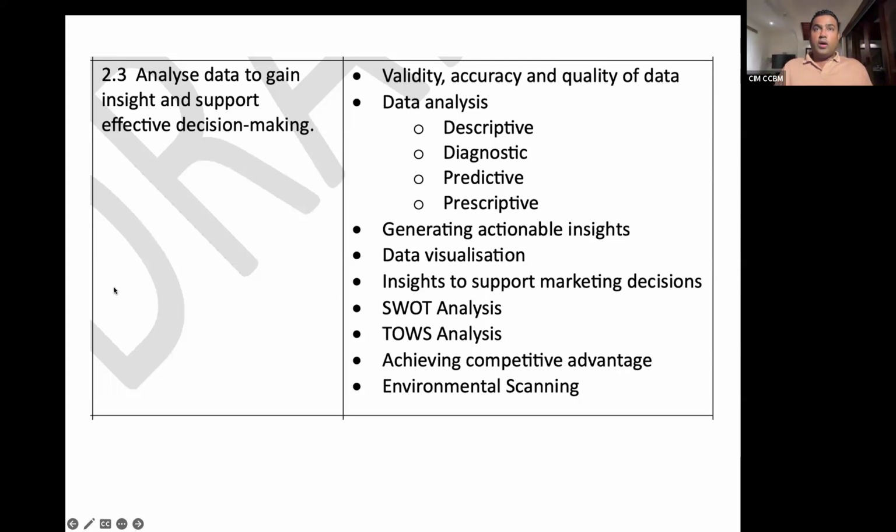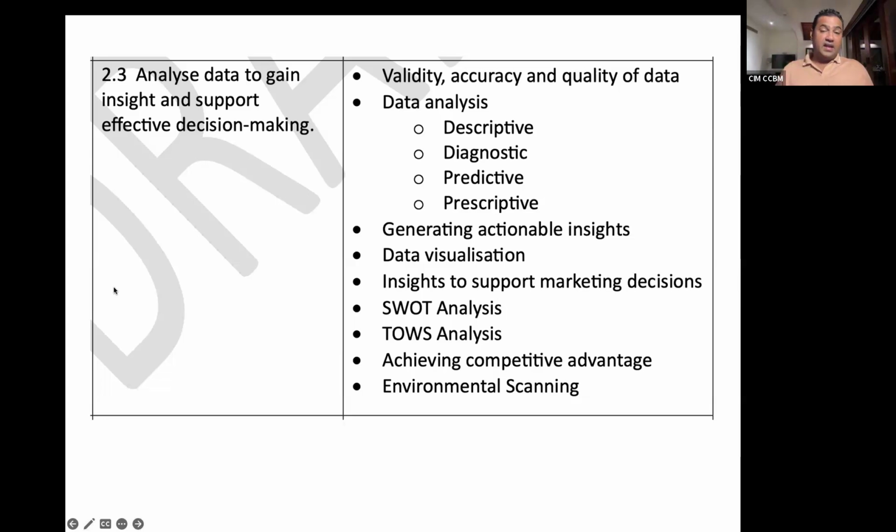How do you present data? We call that data visualization, using software, charts and graphs, Excel. We will discuss some examples there. And how do you generate insights to make marketing decisions?